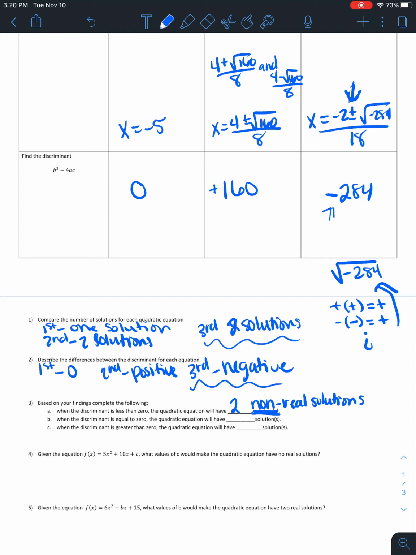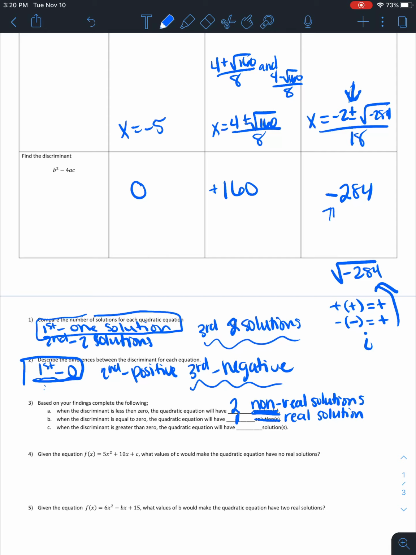All right, so then the next one says when the discriminant is equal to 0, the quadratic equation will have, well, the first one was equal to 0, and we had one solution there. I guess I can box this in so they look the same. So we had one solution, and it was a real number. It was -5. So I'm going to rewrite this as one real solution.